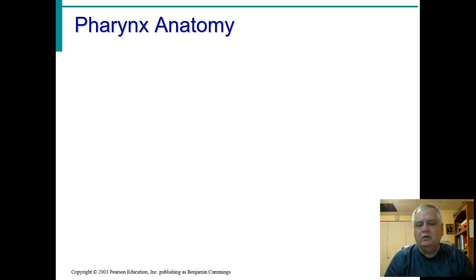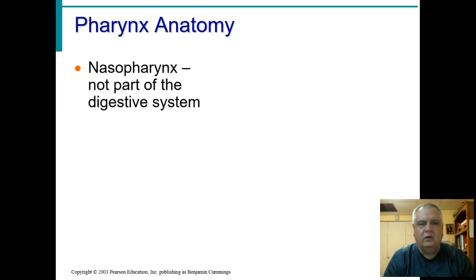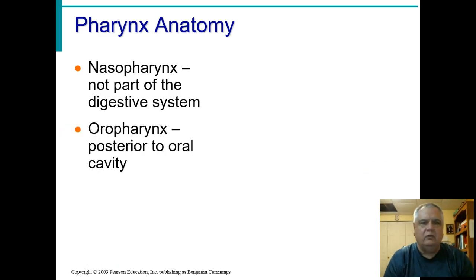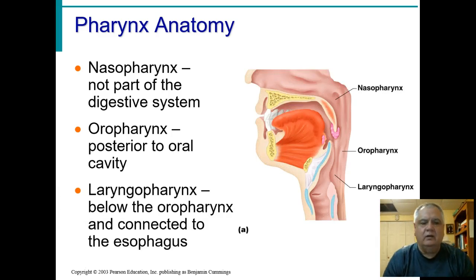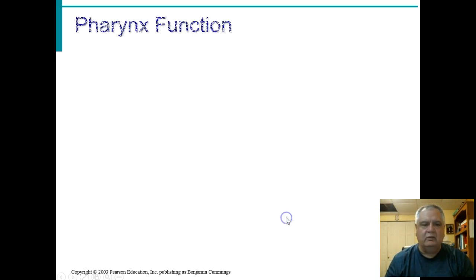From the mouth, we move on to the pharynx. So let's take a look at the anatomy of the pharynx. Remember, the pharynx is elongated, so we have 3 distinct regions of the pharynx. There's the nasopharynx, and actually the nasopharynx is not really part of the digestive system, but the other 2 regions are, and that would be the oropharynx. The oropharynx is behind the oral cavity, and the laryngopharynx, which is below the oropharynx and is connected to the esophagus. So here on the side diagram, we can see the 3 regions of the pharynx.